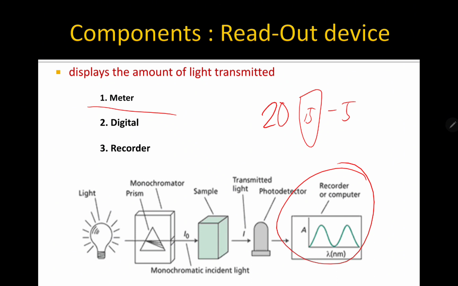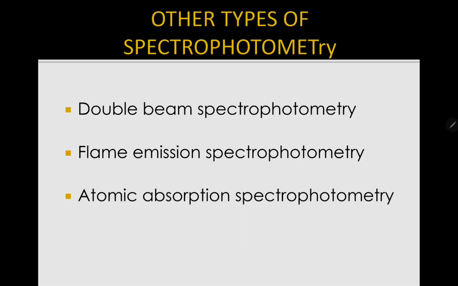So let's talk about the other types of spectrophotometry. Since the last meeting, we talked about single beam spectrophotometry, basically the very basic level of spectrophotometry. But we have different types of spectrophotometry which share the same principle, but the components may differ from each other. So now let's talk about double beam spectrophotometry, flame emission spectrophotometry, and the AAS, or atomic absorption spectrophotometry. How do they differ from each other? Let's move on to the next slide.